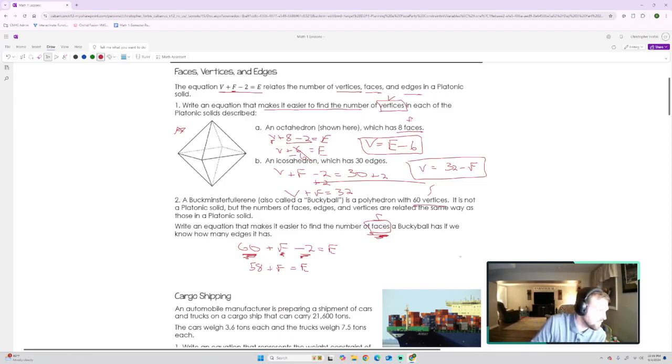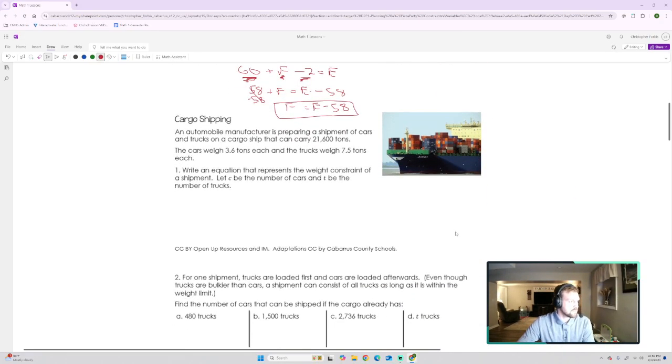I can subtract 58 from both sides. So 58 goes bye-bye, and I'm going to subtract 58. They are not like terms, so I am left with simply F equals E minus 58. Nice. Not terrible, right? Alright, we're on a roll.